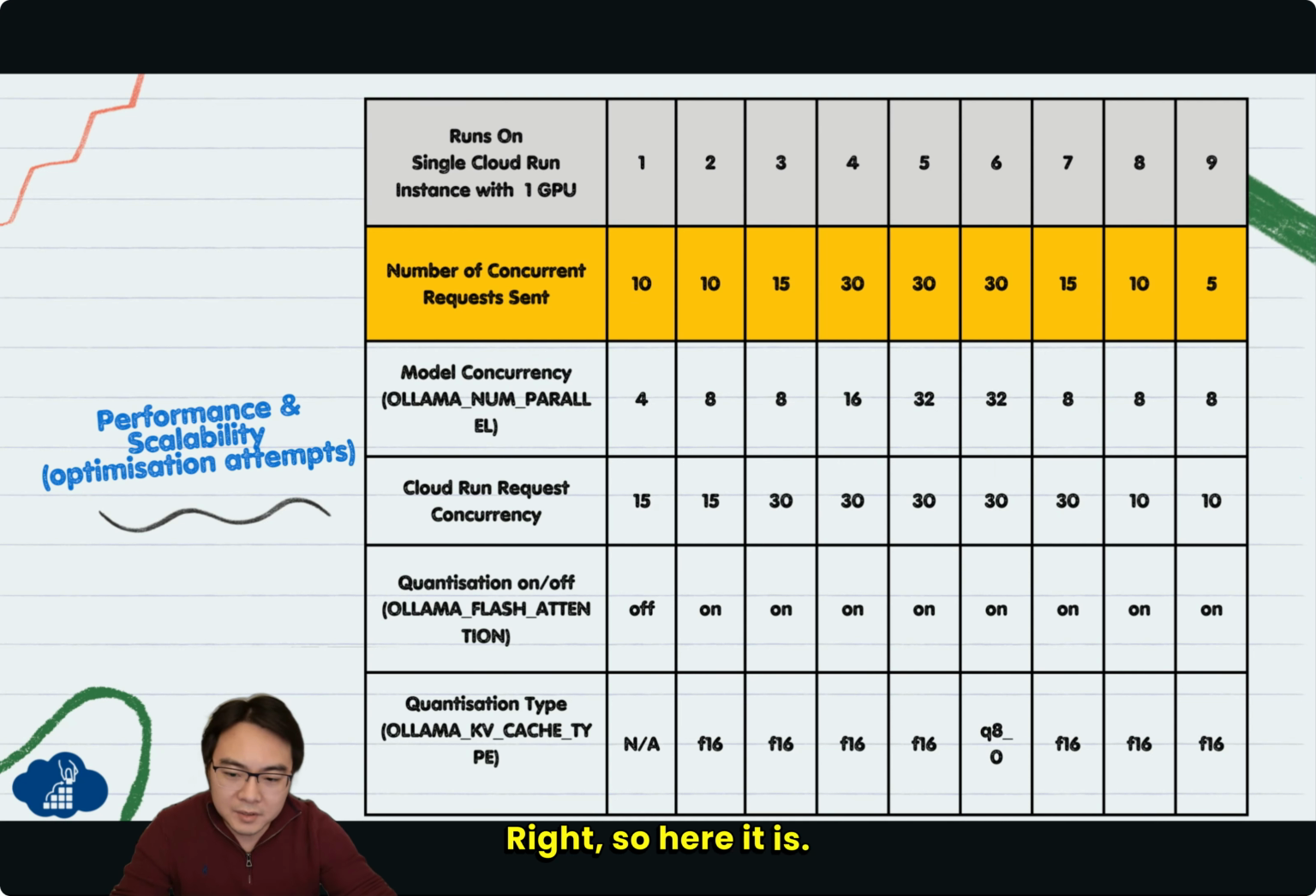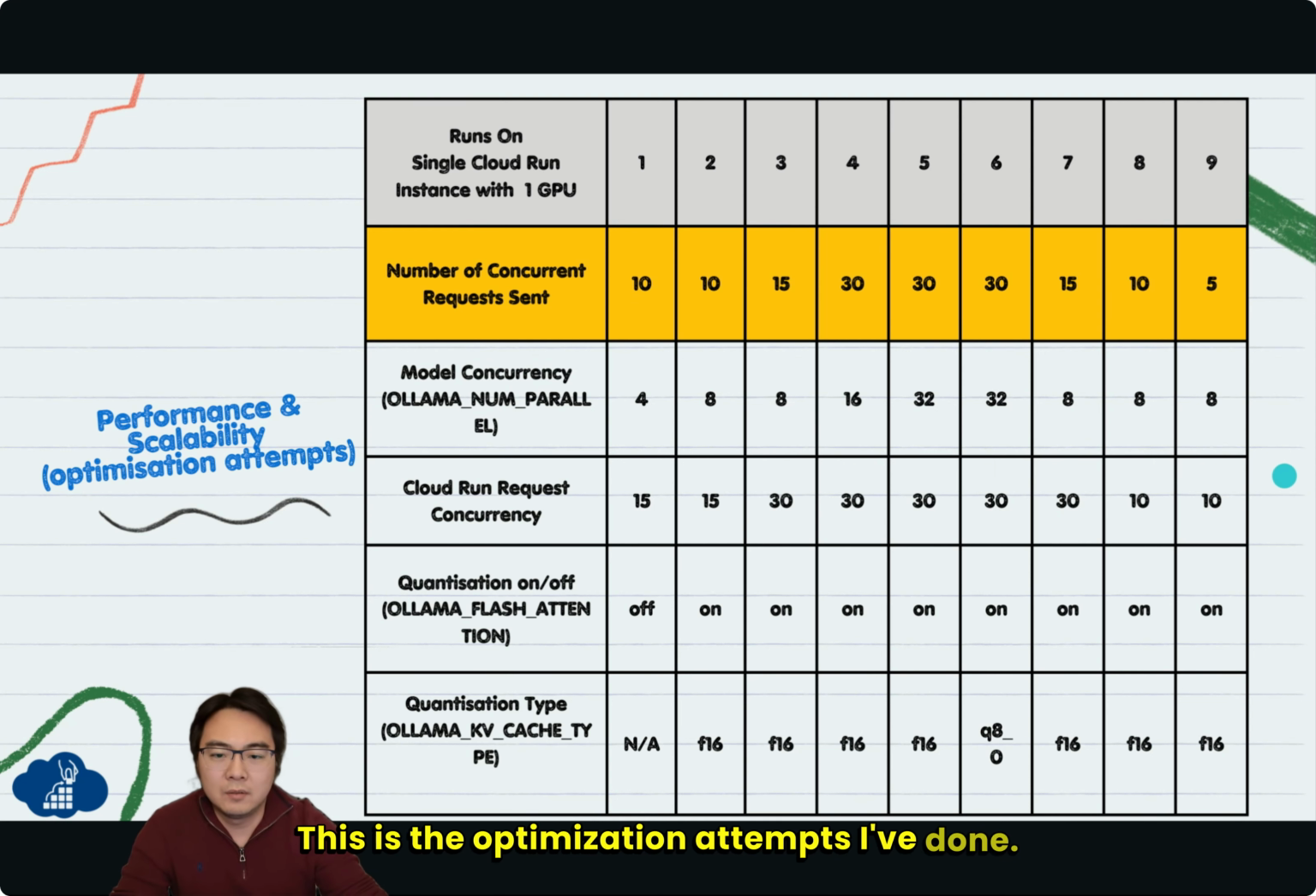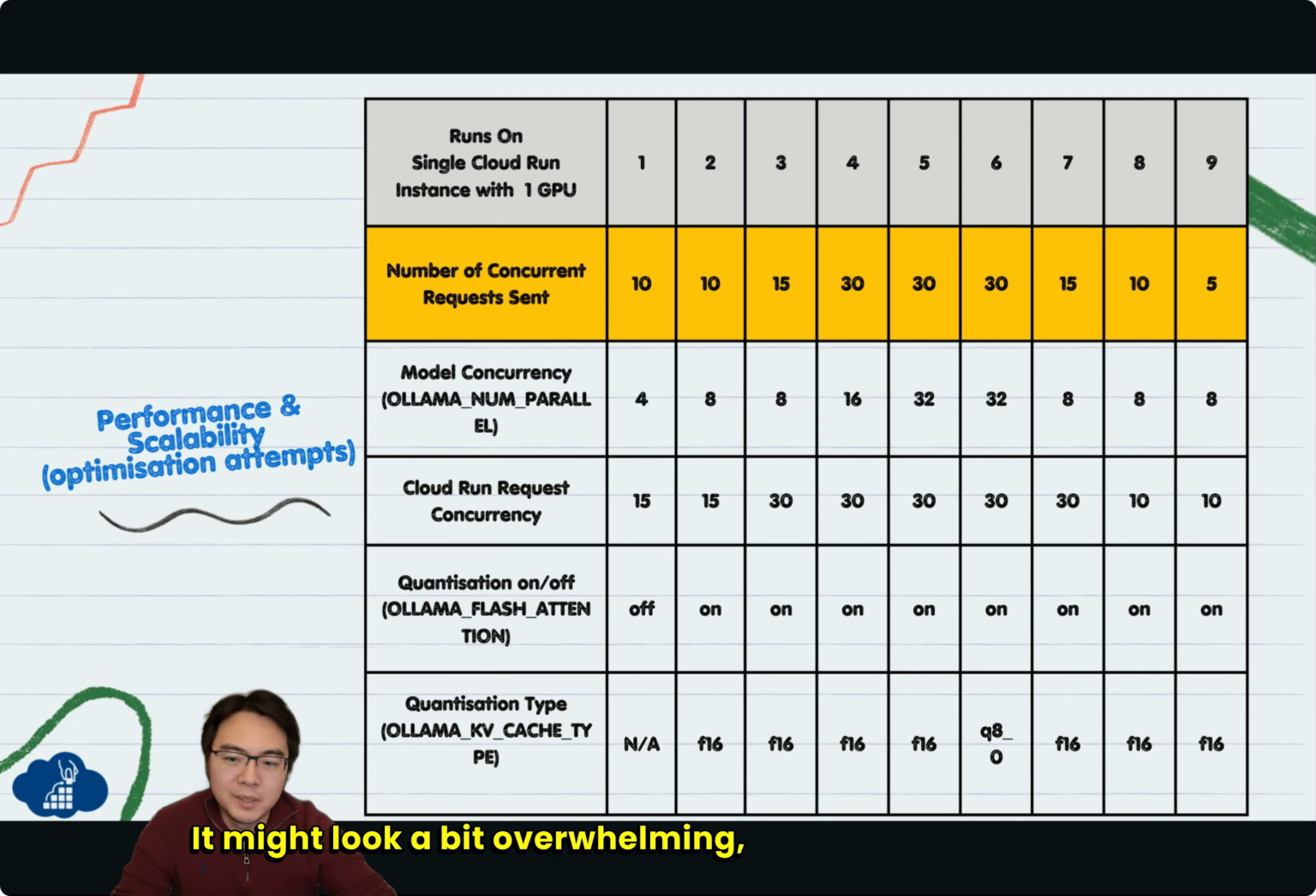So here it is. This is the optimization attempts I've done. It might look a bit overwhelming, but basically what I'm trying to do is I did 9 runs, so from number 1 to number 9, that's the 9 runs I did.